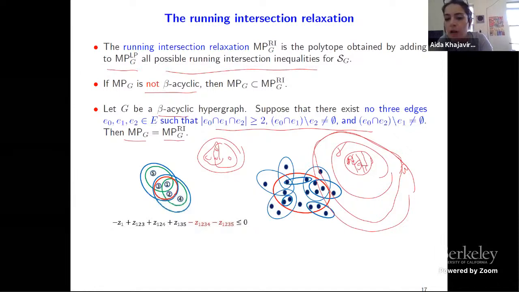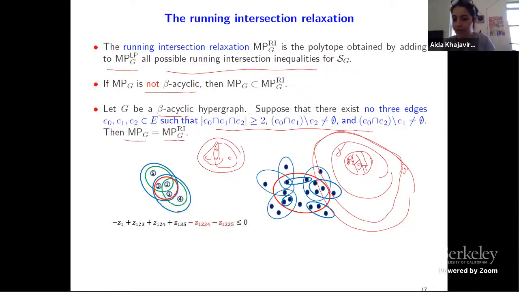No. So we know if the hypergraph is not beta acyclic, then this guy is not the multilinear polytope. We also know that I can give you an example of a beta acyclic hypergraph for which the running intersection relaxation is not the multilinear polytope. However, this sufficient condition here, I just want to stress it's only a sufficient condition. But at the end, what this tells you is there's a class between gamma and beta for which the running intersection relaxation is the multilinear polytope.